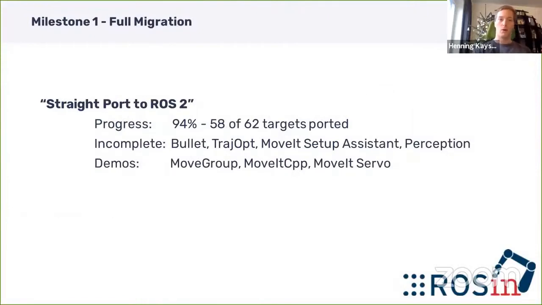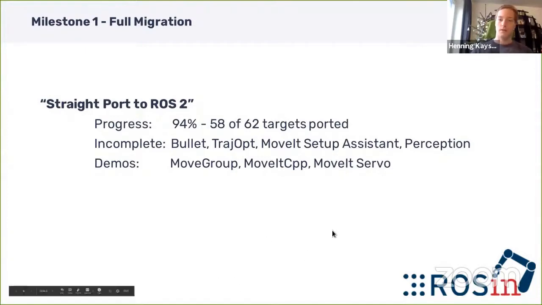So for milestone 1, we have a total progress rate of 94%. There are 4 packages not ported yet, but those are not ported because there are major blockers which require re-implementation of critical parts. For instance, the Move It setup assistant needs a major redesign because of the new launch system in ROS2. The perception stack had some blockers, but it will be finished in the next weeks. And Bullet and Thread Job are both experimental features that weren't completed at the time when we were doing the ROS2 migration.